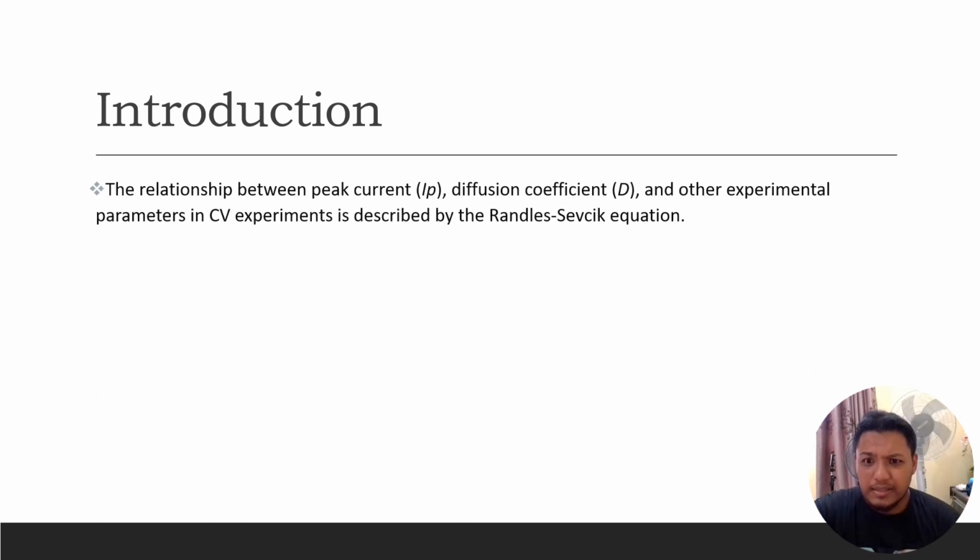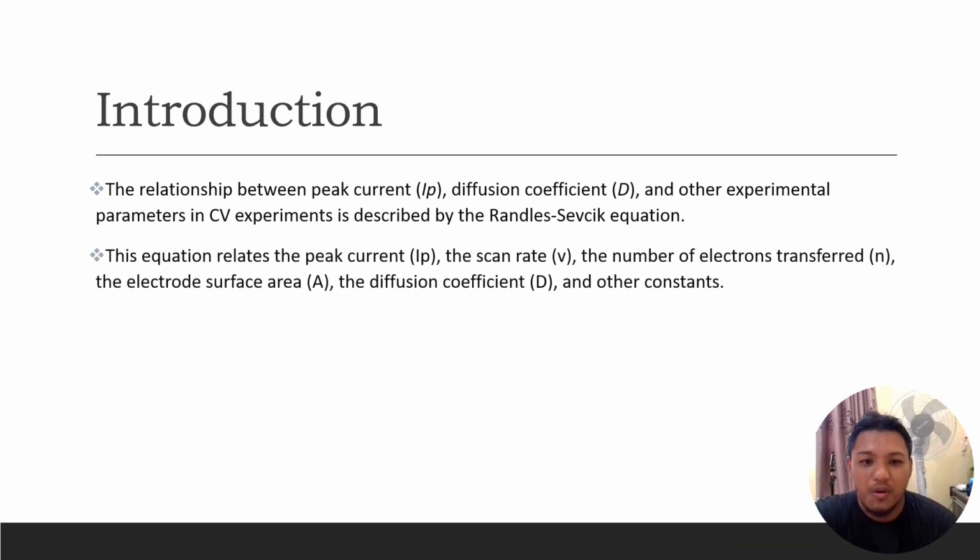A little bit of fact about the diffusion coefficient: the relationship between Ip, D and other experimental parameters is described by one equation, the Randles-Sevcik equation. You might have heard about this when researching the diffusion coefficient. This equation relates the peak current, the scan rate, the number of electrons transferred, the electrode surface area, and the diffusion coefficient, along with other constants, in one relation.